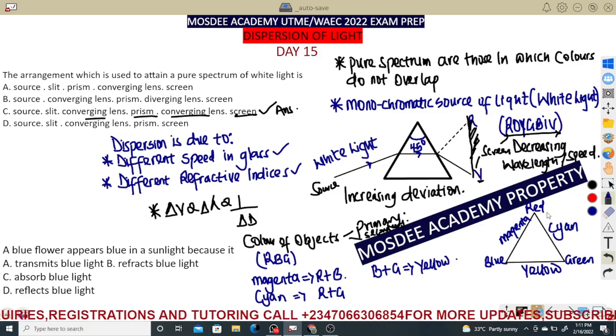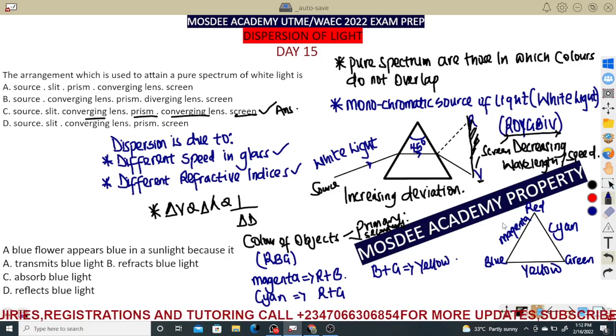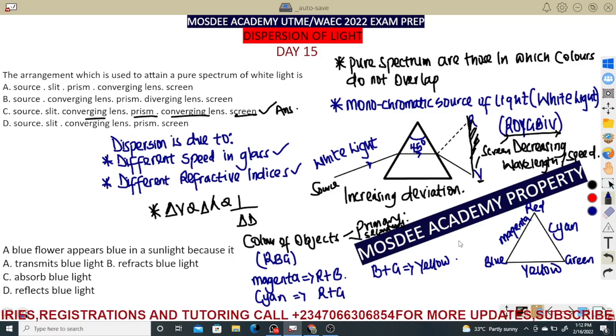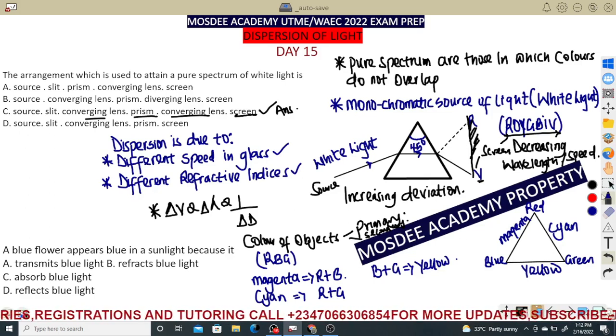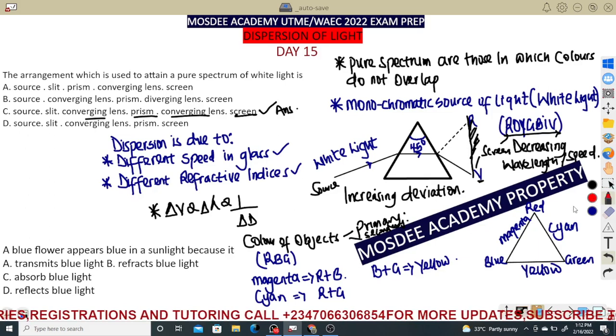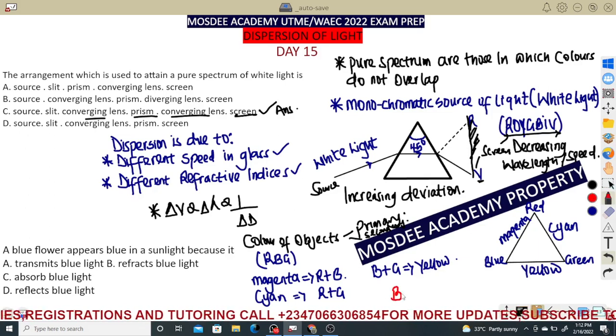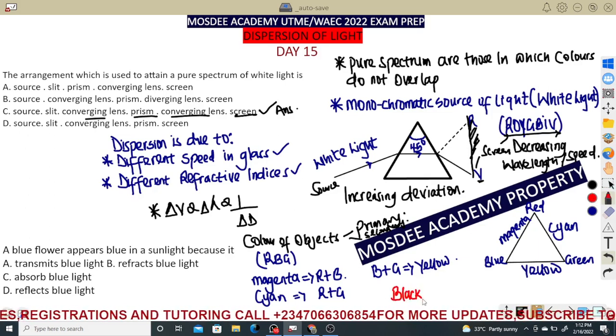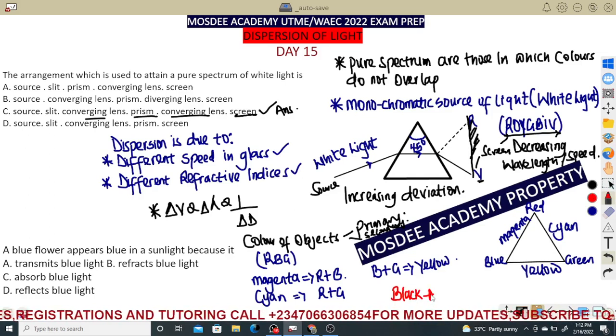Now, there is another color which most of us make a mistake with. That is the color we call black. I am just taking this in the fastest way. When you talk about black, in fact, in physics, we say there is no color called black. Please note that. And why do we say that?